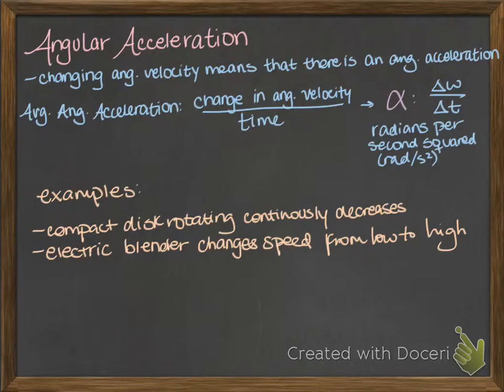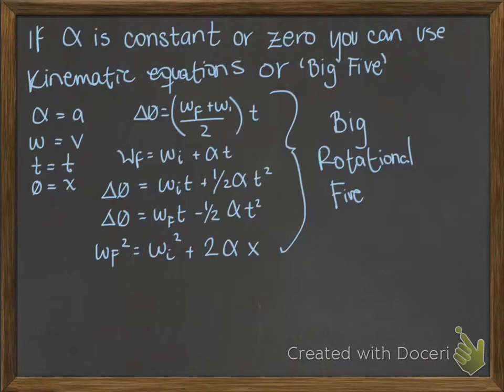So average angular acceleration is change of angular velocity over time, which is alpha equals change in w over t, and it's commonly seen as radians per second squared. Common examples you will get when it's asking for angular acceleration would be a compact disc rotating with continuously decreasing speed, or an electric blender changing speed from low to high. So if there's any change in velocity, if it's going faster or slower, then there has to be an angular acceleration.